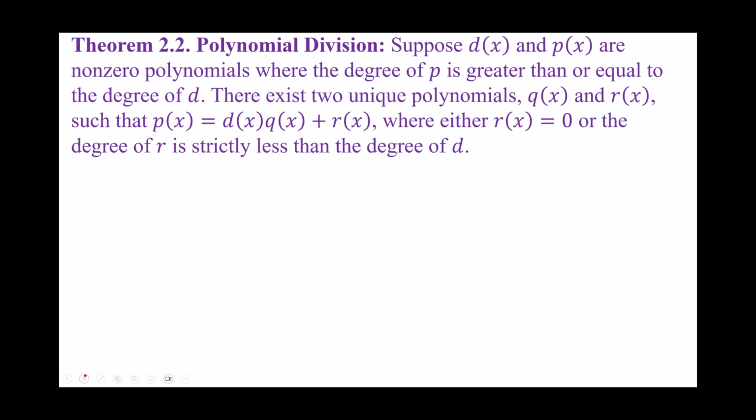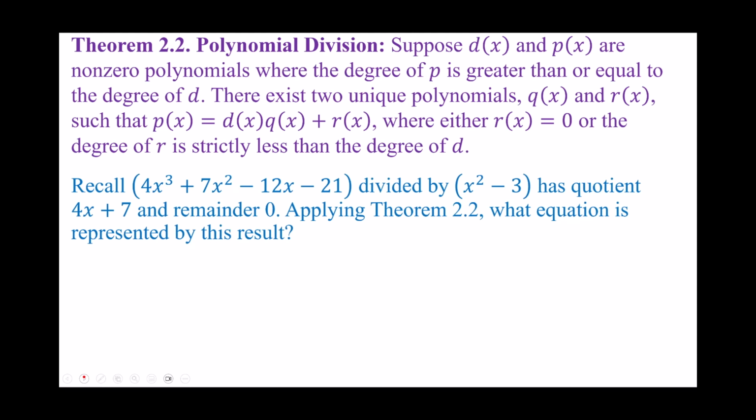So how are we going to write this? Let's look at this theorem here about polynomial division. Suppose d of x and p of x are non-zero polynomials where the degree of p is greater than or equal to the degree of d. Then there exist two unique polynomials, q of x and r of x. So q stands for quotient, r stands for remainder, such that p of x equals d of x times q of x plus r of x, where either r of x equals 0 or the degree of r is less than the degree of d. Strictly less than, not less than or equal to. So what that means is our remainder has a smaller degree than what we're dividing by.